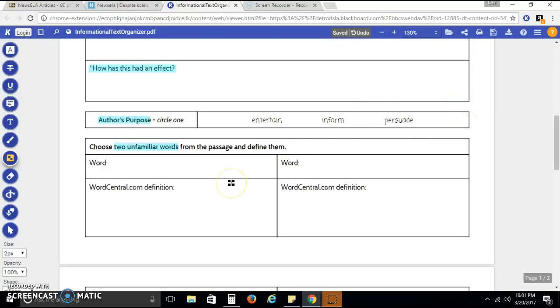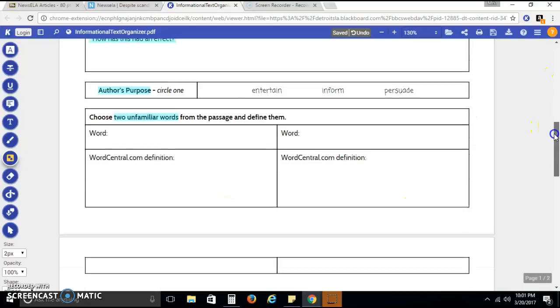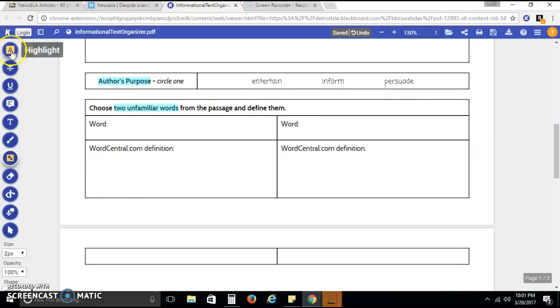Once you've done all of those things, then I want you to find 2 unfamiliar words, and I want you to write them right here where it says word. And I need you to use the wordcentral.com dictionary. Please don't just use Google. As we've talked about in class, Google usually tries to give you the most complicated definition it possibly can. And I want to make sure that you are choosing a definition that makes sense not only for the context in which the word is used, but is also something that you can understand.